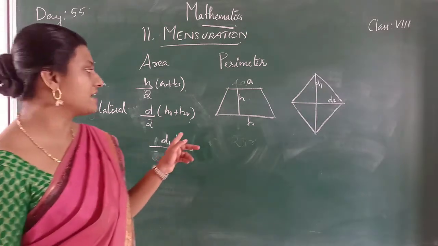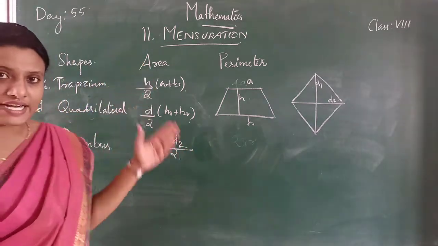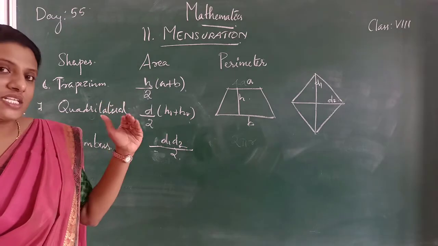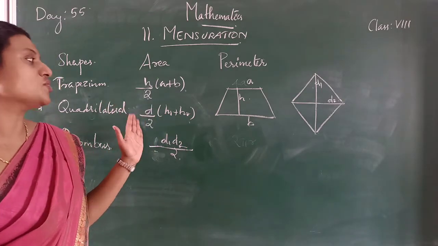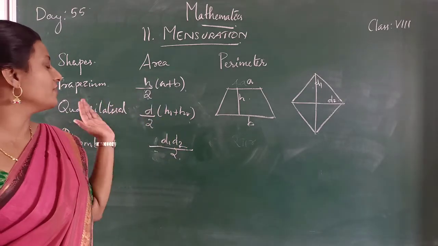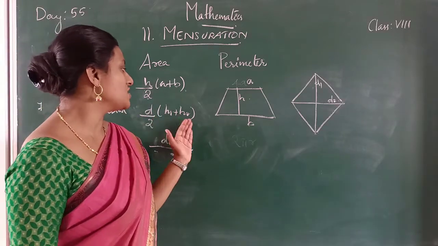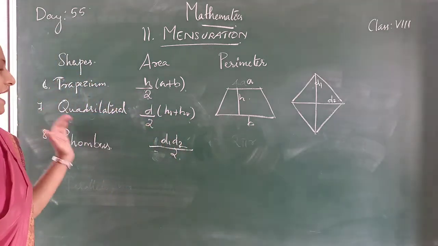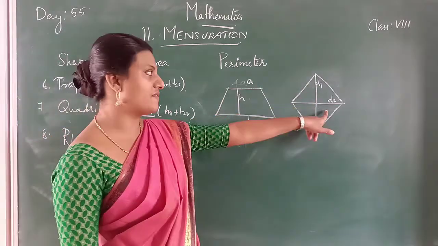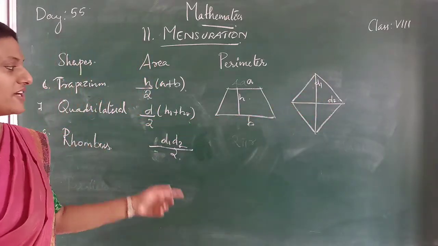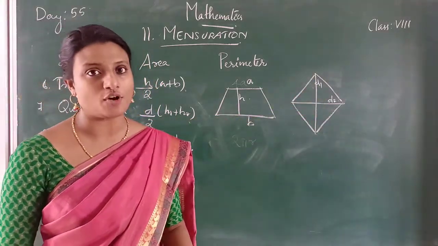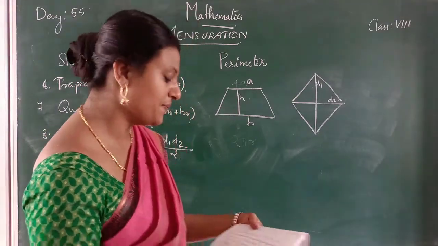Quadrilateral: one diagonal d is given, and the distances from the opposite vertices to the diagonal are h1 and h2. Area of the quadrilateral is d into h1 plus h2 by 2. And the rhombus, two diagonals are given. The area of the rhombus is d1 d2 by 2. So these are the main formulas we have to learn from this chapter.